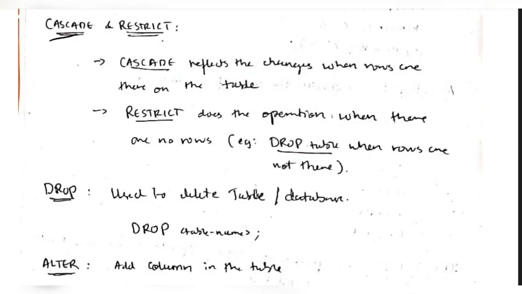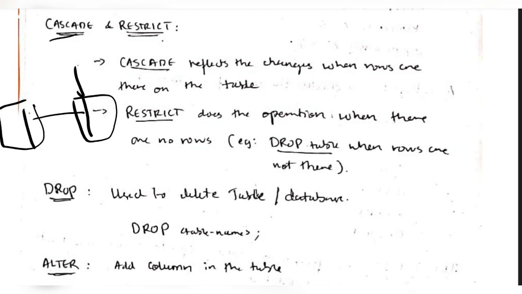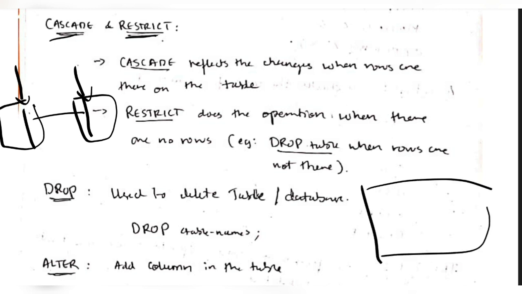Cascade means reflecting the changes in two different tables. Suppose I have two tables here and those two are connected by a foreign key. If I make some change here, that should be reflected back here. For that we will be using cascade, and restrict is used for empty tables. If there is an empty table which has no rows, it should be deleted because it's of no use, so we'll be using restrict to delete the table. If it has some rows, it will not delete.